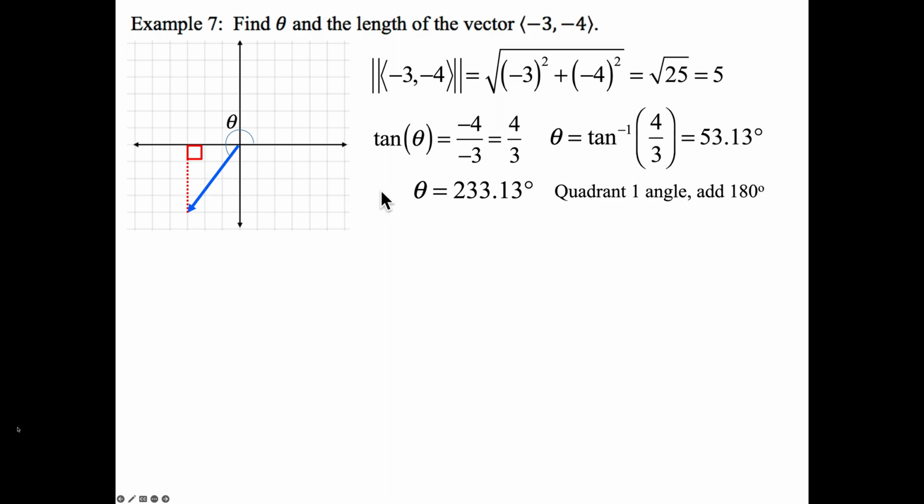All right, so if I add the 180, my official angle for theta is 233.13 degrees. Got to slow down here, I'm talking a little too fast.